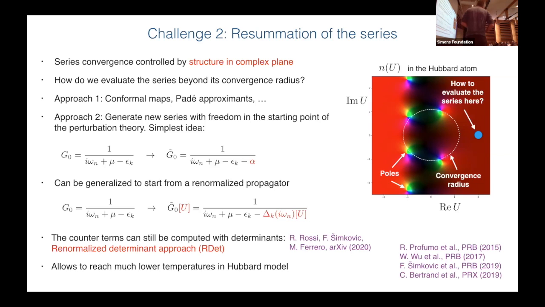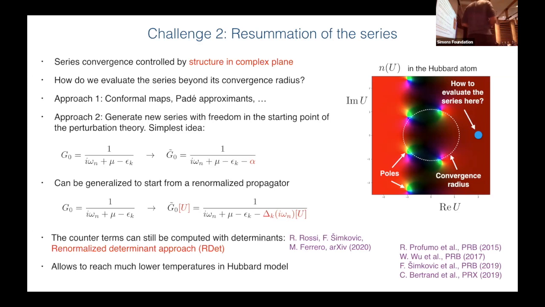There are different approaches. Nikolai mentioned conformal maps. So this is an option: try to make conformal maps to change the location of the poles and move the evaluation point closer to the origin. One thing that Winston and I have been doing is playing with the freedom that you have in choosing your starting point to construct your perturbation theory. So there is a bit of freedom in deciding what your non-interacting propagator is in your theory.